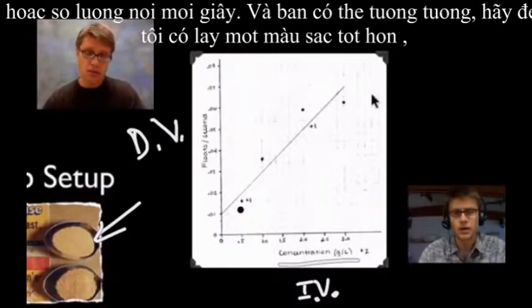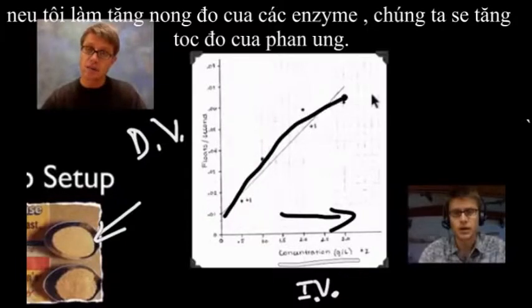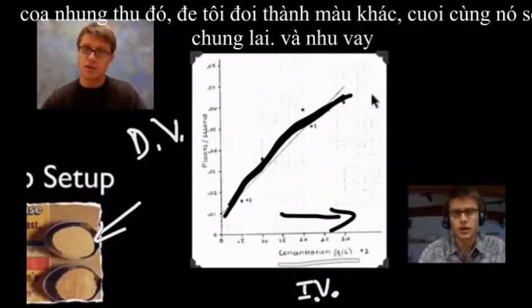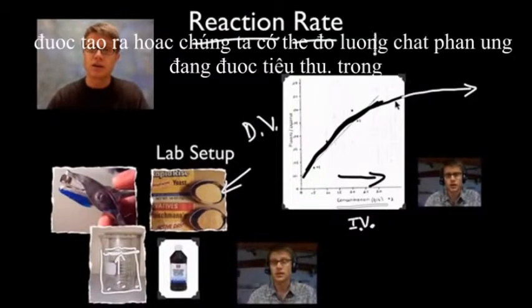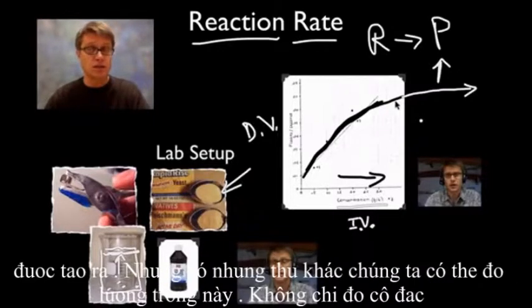And so you could imagine, if I increase the concentration of the enzyme, we're going to increase the rate of the reaction. But eventually, you can see how it starts to level off here. Eventually, if you have enough of those, it's going to level off. And so when we're measuring reaction rate, we could measure two things. We could measure the products that are created, or we could measure the amount of reactants that are being consumed. In the enzyme lab, we're measuring the amount of oxygen, so we're measuring the amount of products that are created.